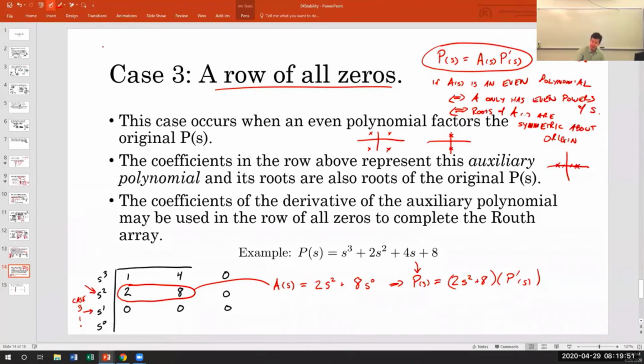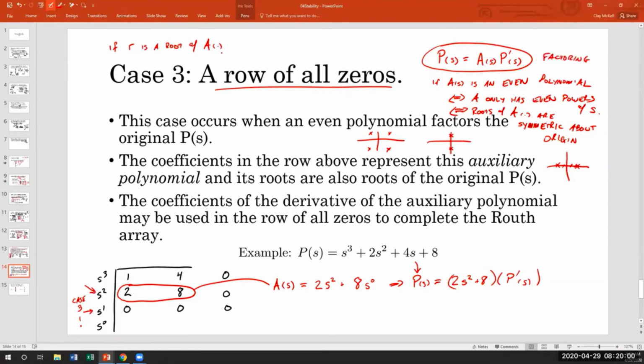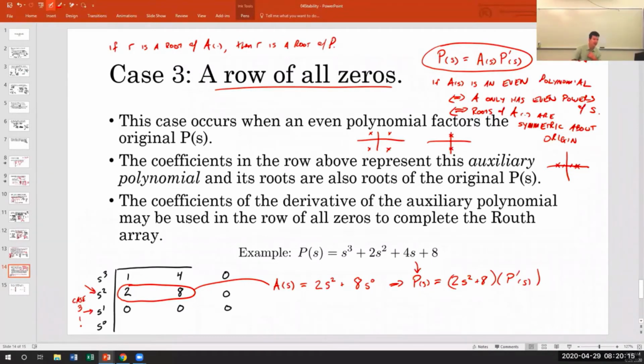But follow me here. If R is a root of A, then it's the root of P? Yeah, excellent. Then R is a root of P. Exactly, because what is a root? It's an argument that makes the function 0. And so if I make A 0, I make P 0. That's exactly right.